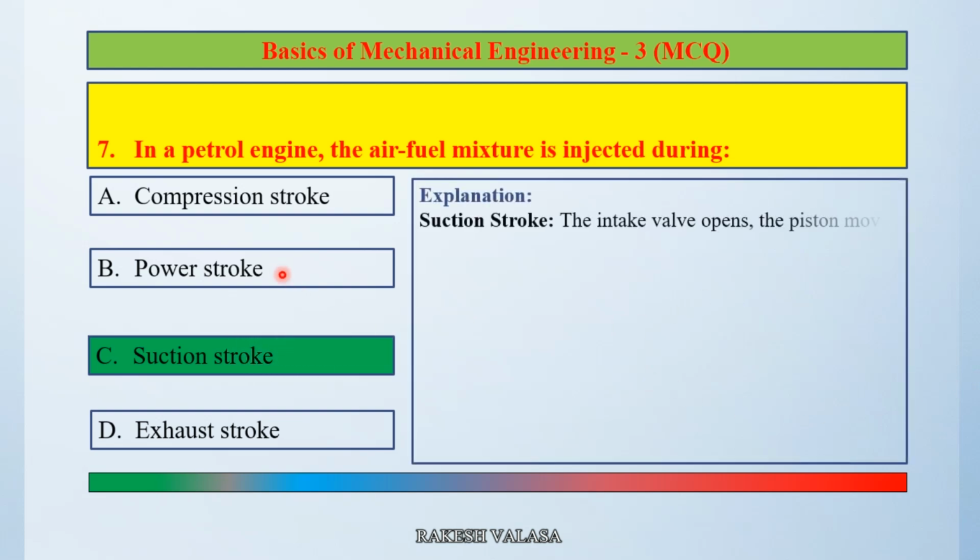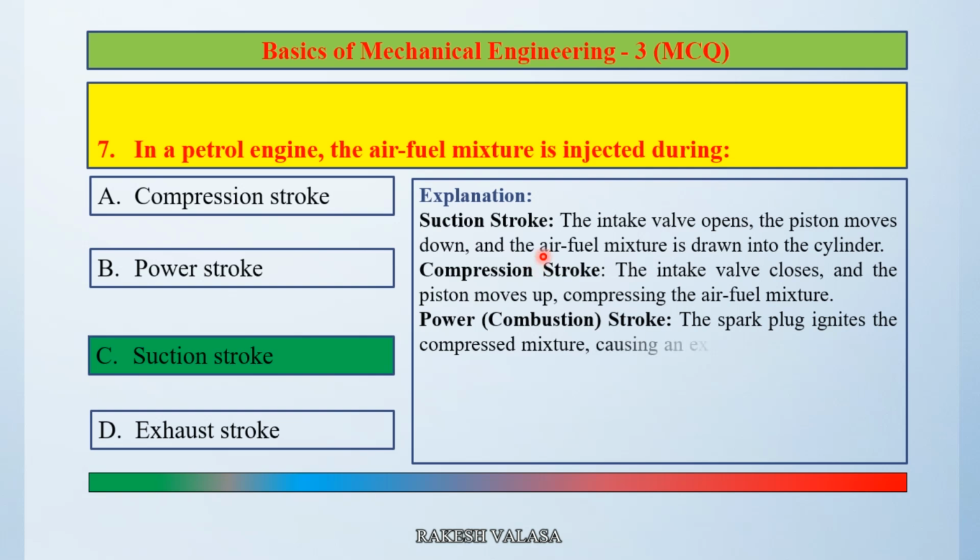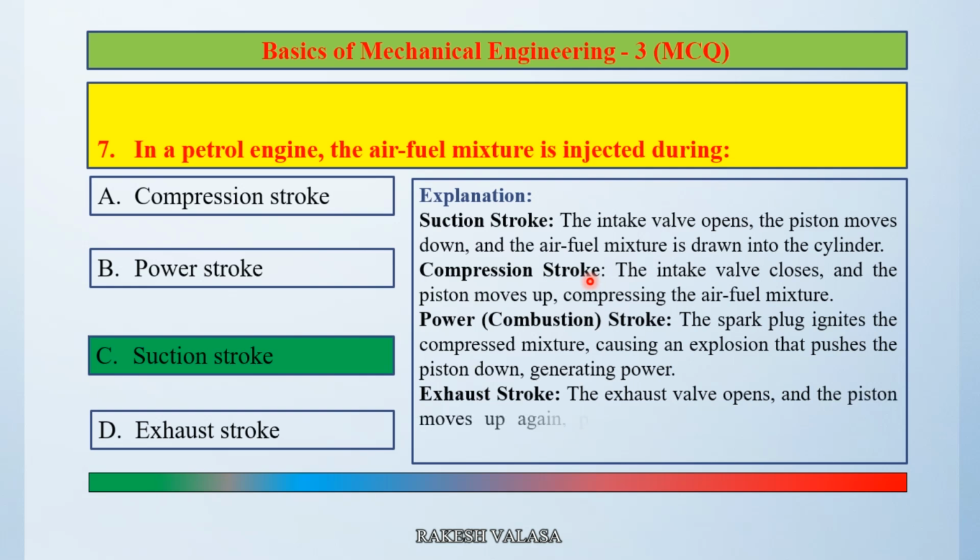Let us discuss these four types of strokes in a petrol engine. Suction stroke means the intake valve opens, the piston moves down, and the air fuel mixture is drawn into the cylinder. Compression stroke: in this stroke, the intake valve closes and the piston moves up, compressing the air fuel mixture. The third one is power stroke or combustion stroke. The spark plug ignites the compressed mixture, causing an explosion that pushes the piston down, generating power.